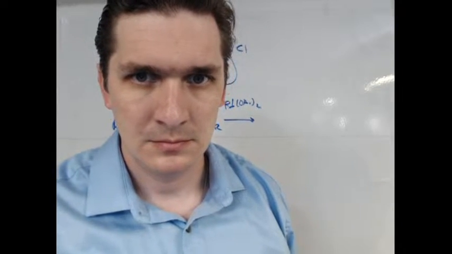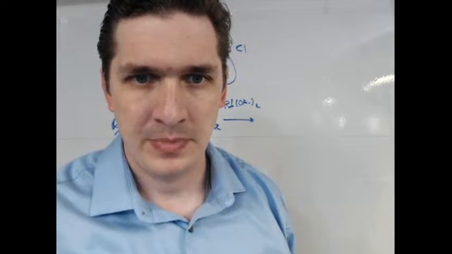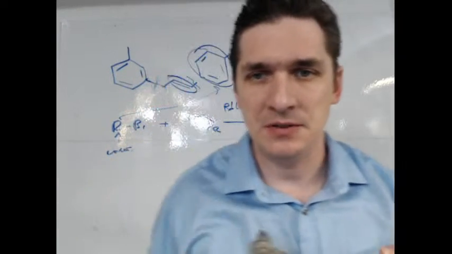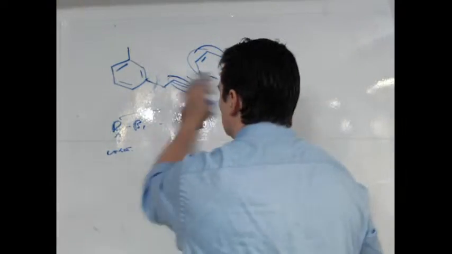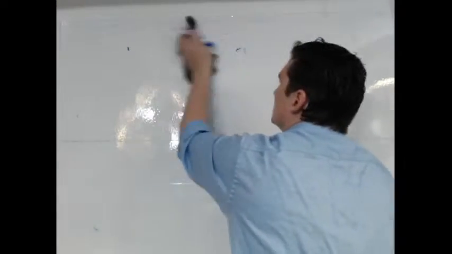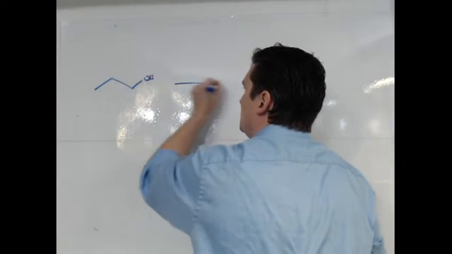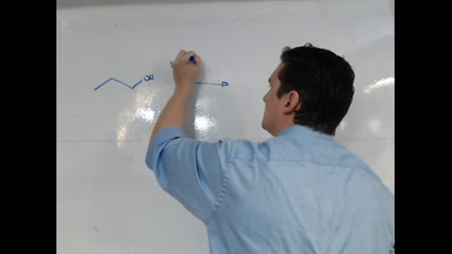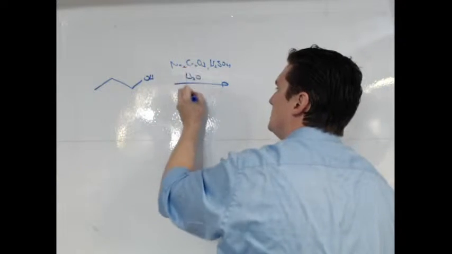54. Draw the structure for the principal organic reagent formed with the reaction of 1-propanol with potassium dichromate and aqueous sulfuric acid with heat. So we've got 1-propanol, and we've got potassium dichromate with sulfuric acid and water. And this is actually known as Jones reagent.